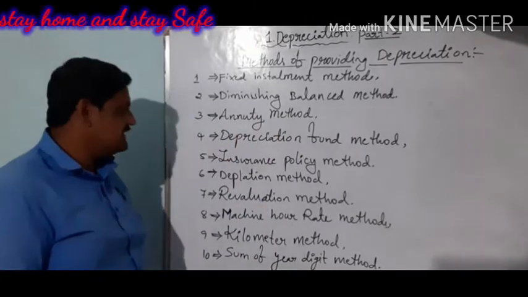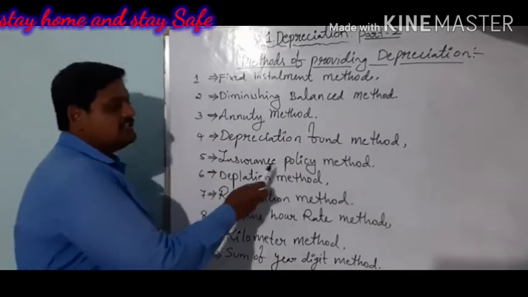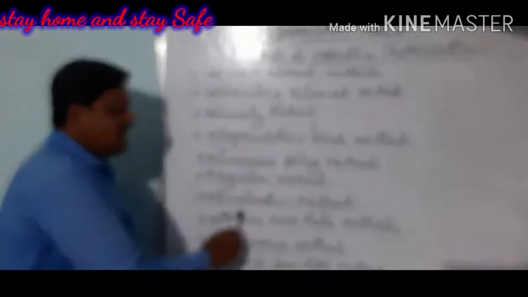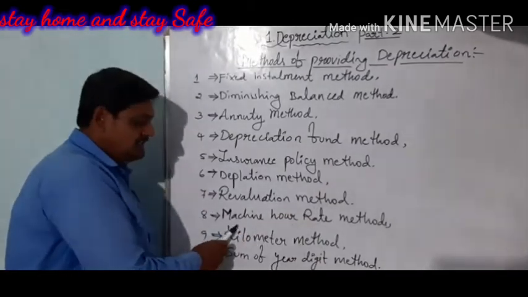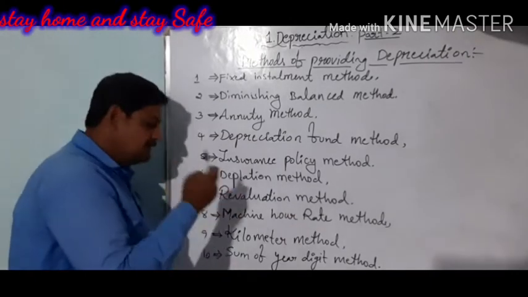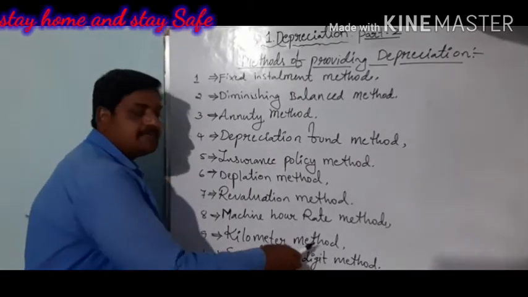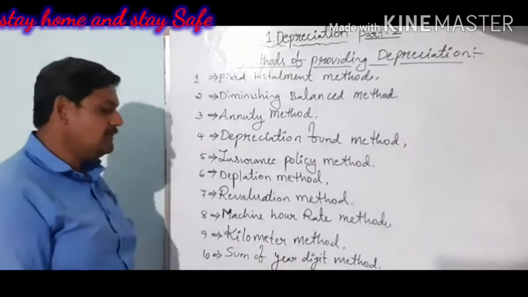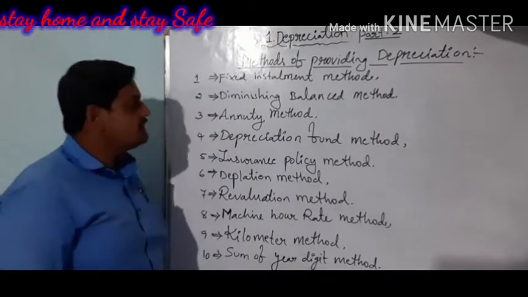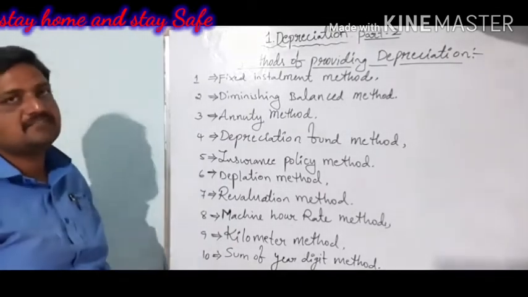Depreciation fund method. Insurance policy method. Deflation method. Revaluation method. Machine hour rate method. Kilometers method or mileage method, both are the same. Sum of year digit method. These are the 10 types of methods that may be used by business merchants.